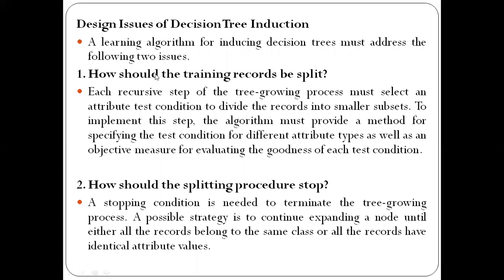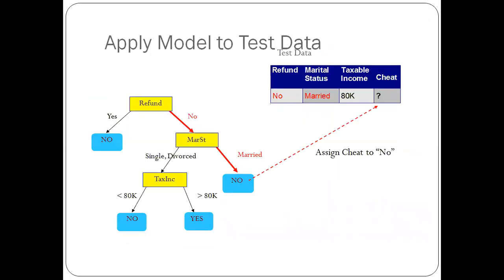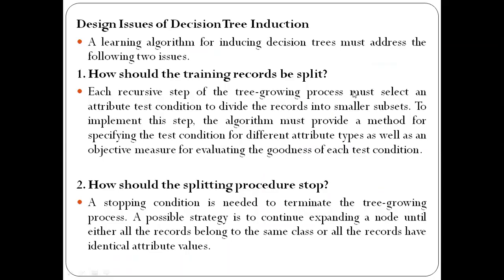In order to implement this recursive step, we must have a method for specifying the test condition. At each step, we'll be choosing one attribute as the test condition. For example, in this tree, at each step we choose one of the test conditions. First we choose refund, then marital status and taxable income, for dividing the training records. So we must have a method for specifying these test conditions, because we'll be having different kinds of attributes, and for each of these attributes we must have a method for specifying the test condition.